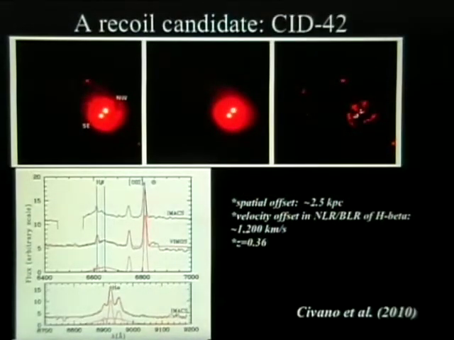Have we observed an example of a kicked black hole? Well, this is one candidate, the leading candidate, CID 42, that was observed most recently by Francesca Civano and collaborators. In this system, we see two sources of X-rays and optical UV emission, and they are offset by 2.5 kiloparsecs. And there is a velocity offset between the two centers that is of the order of 1,000 kilometers per second. So it's potentially a kicked black hole. So one of these is the kicked black hole, and the second center is just the galaxy that is left behind.